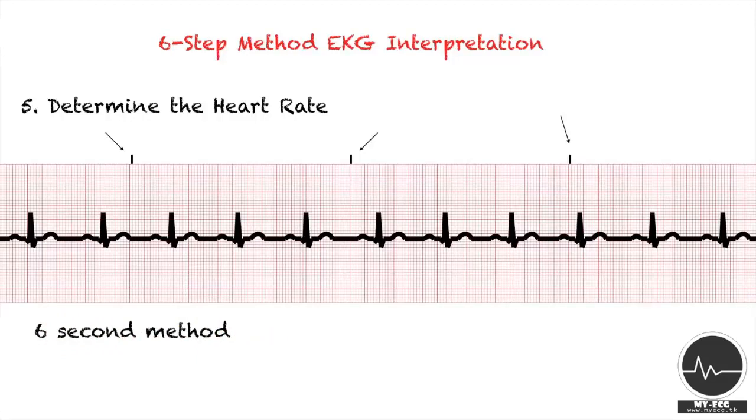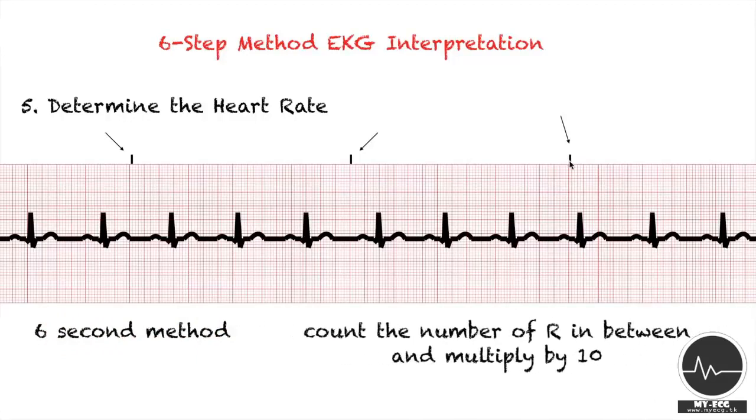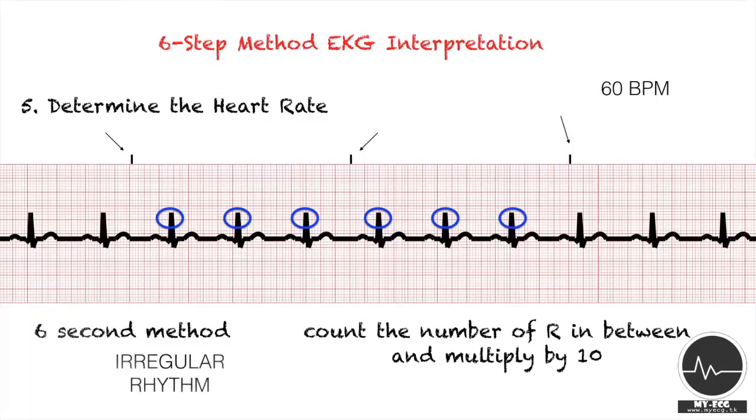And the way we do this is that we count the number of R's between these three lines right here and multiply them by 10. So for this strip, we have 1, 2, 3, 4, 5, 6, and multiply that by 10. That will give us a heart rate of 60 beats per minute. One thing to remember is that this method works best for irregular rhythms.